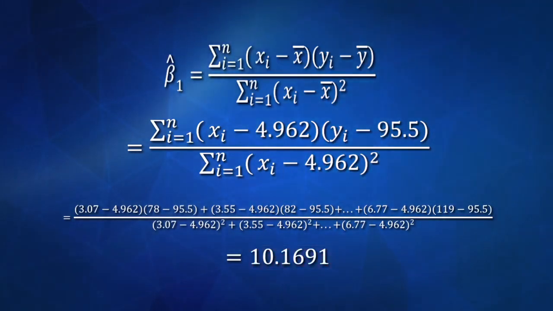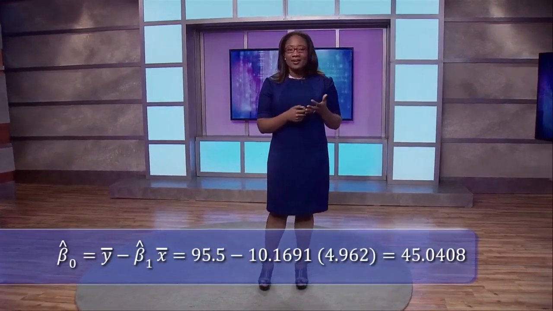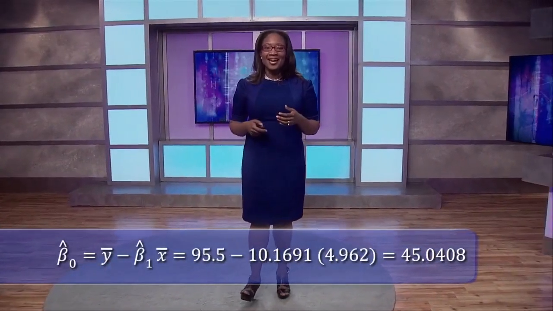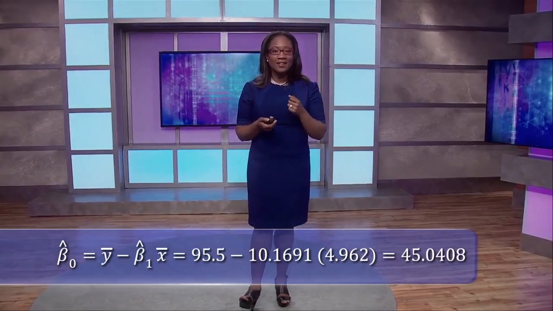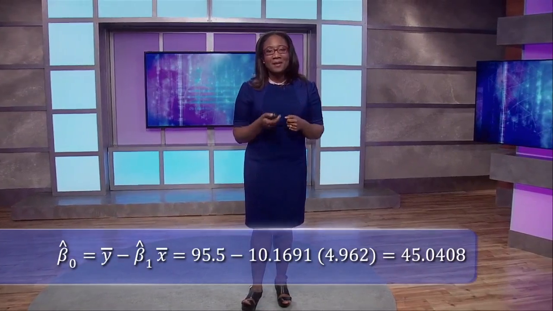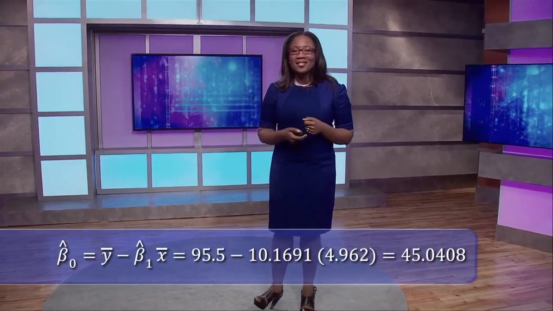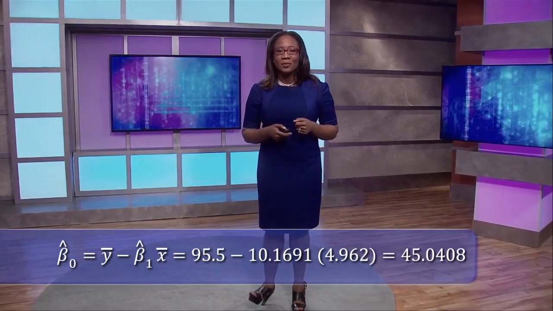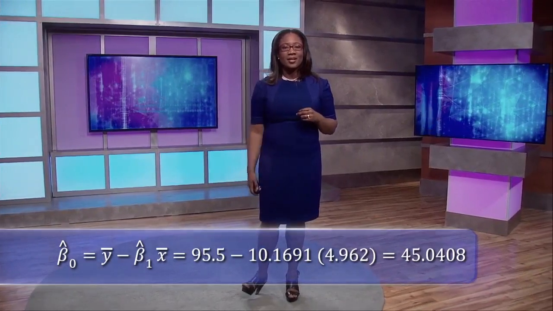All right, so now we've got this estimate for beta 1 hat. How are we going to solve for the y-intercept term, our beta naught hat? Now remember, this equation is y bar minus beta 1 hat times x bar. So we can plug that in as well, 95.5 minus 10.1691 times our x bar, 4.962. So that gives us 45.0408.